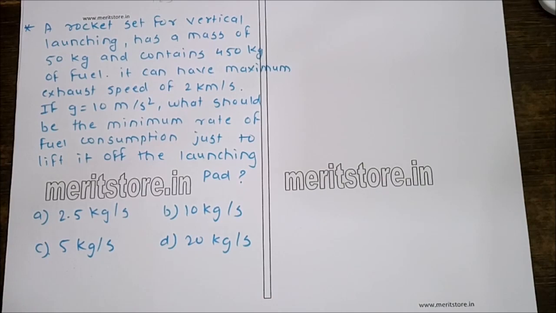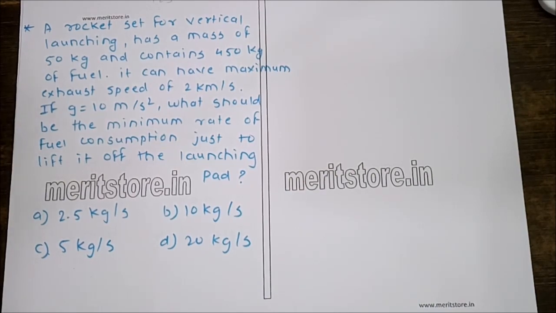A rocket set for vertical launching has a mass of 50 kg and contains 450 kg of fuel. It can have a maximum exhaust speed of 2 kilometers per second. If g is equal to 10 meters per second square, what should be the minimum rate of fuel consumption just to lift it off the launching pad?